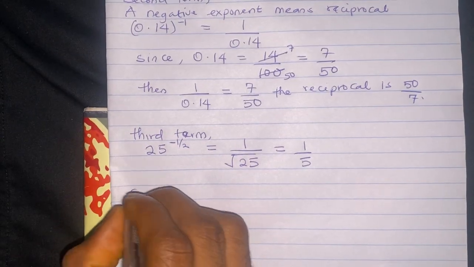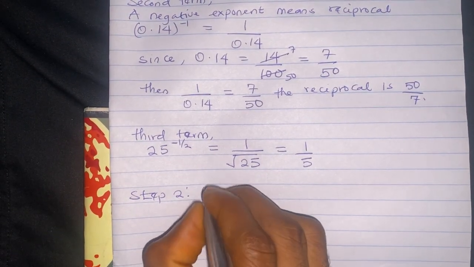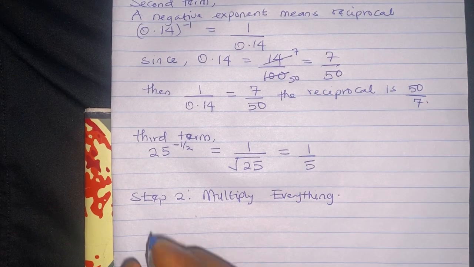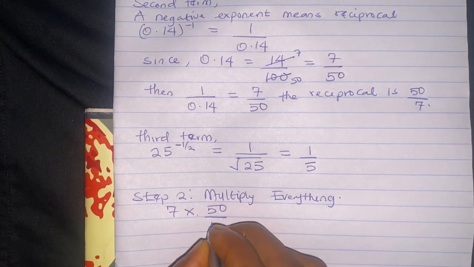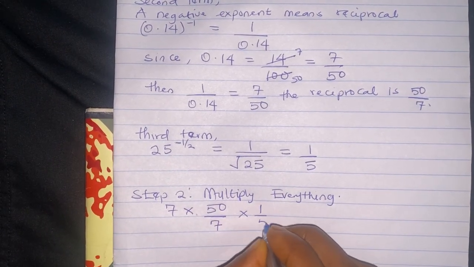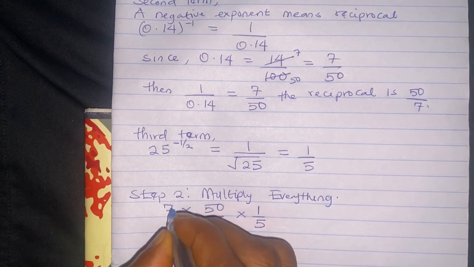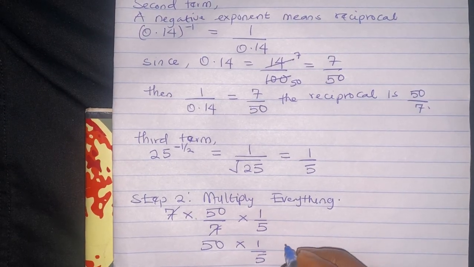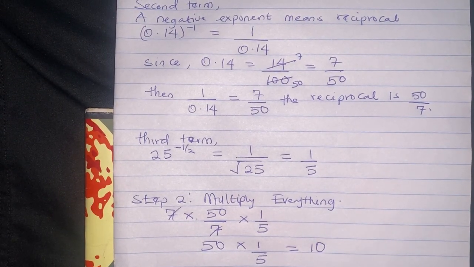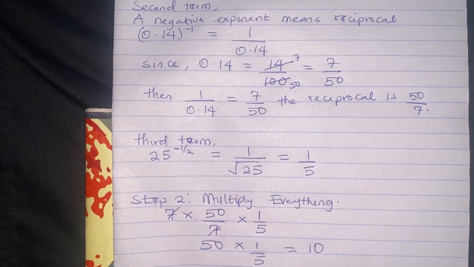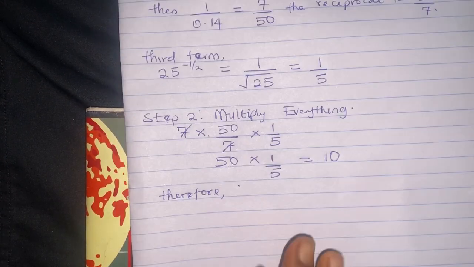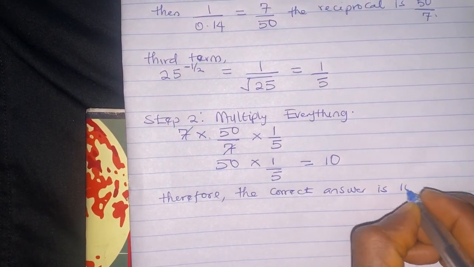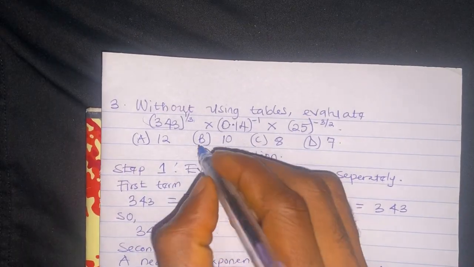The next step is to multiply everything. That is the value of the first term multiplied by that of the second term and the third term. So if we multiply everything, we have 7 times 50 over 7 times 1 over 5. 7 will cancel 7, so we have 50 times 1 over 5. Something can divide through, yes. 5 can go into 5, and then 5 can also go into 50, giving us 10. Therefore, the correct answer here is 10, and 10 is option B. So from our options, the correct option is option B.